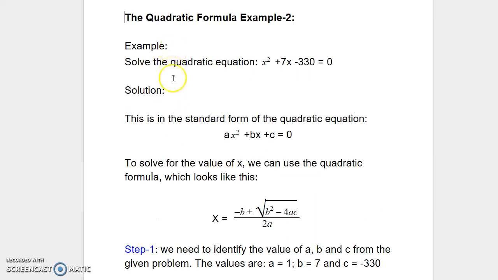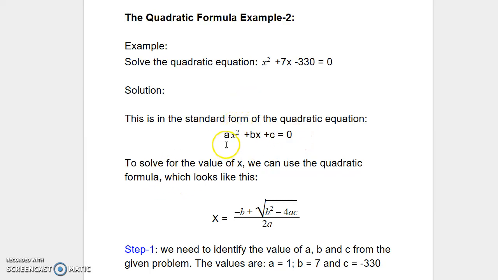Let us say we have an example of this kind. We want to solve this quadratic equation x squared plus 7x minus 330 is equal to 0. First of all, we want to identify whether this given equation is in the standard form of the quadratic equation. This is indeed in the standard form. It is of the form ax squared plus bx plus c is equal to 0.